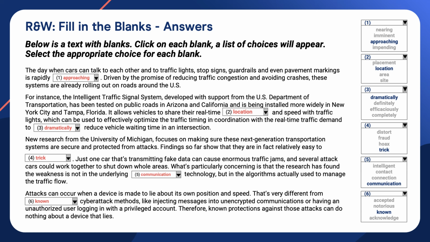The fifth answer is communication, as in the underlying communication technology. The other answer options there just don't work. They're imprecise or inaccurate. And finally, the sixth answer is known, as in that's very different from known cyber attacks, because then it goes on to list two different types of cyber attacks, hence why the other answer options don't work. Did you get all of those?